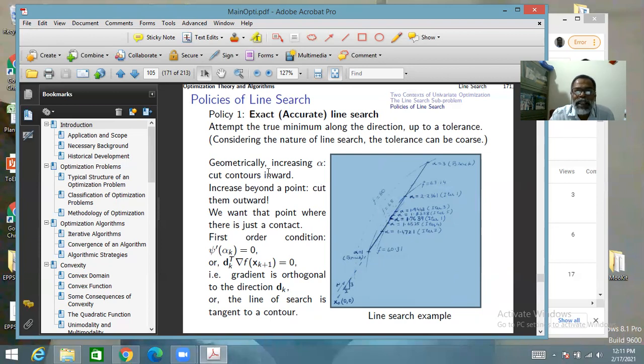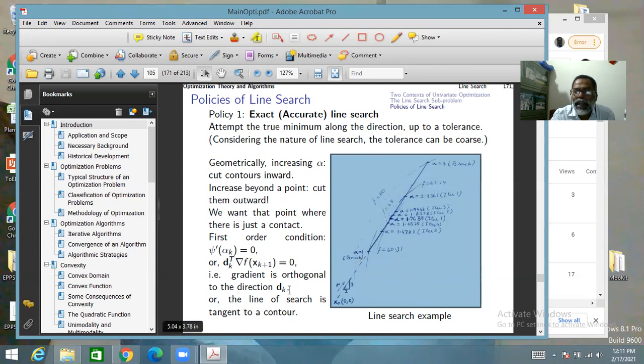Okay, so geometrically increasing alpha means cutting contours inward. Inward means towards the minimum. Increasing beyond a point, you start cutting them outward and leaving out the minimum point, which may be somewhere here. Okay, we want that point in between where there is just a tangential contact, for which the first order condition is this, that is, this is 0.